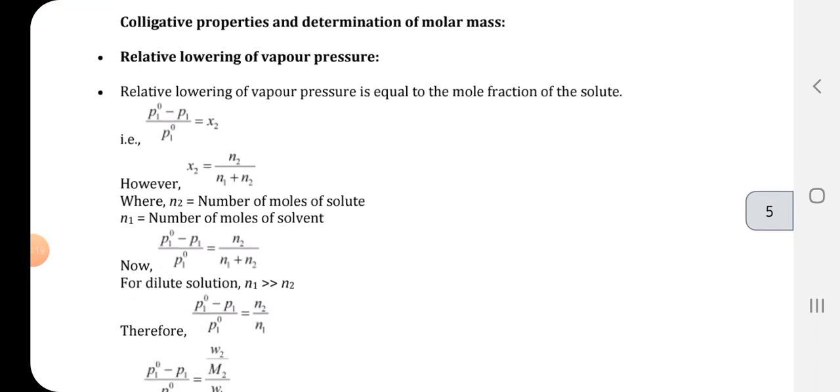Colligative properties and determination of molar mass: RLVP, that is relative lowering of vapor pressure, is equal to the mole fraction of the solute, that is (P1 naught minus P1) upon P1 naught equals chi 2, and chi 2 is equal to n2 upon (n1 plus n2). That is, (P1 naught minus P1) upon P1 naught equals n2 upon (n1 plus n2).